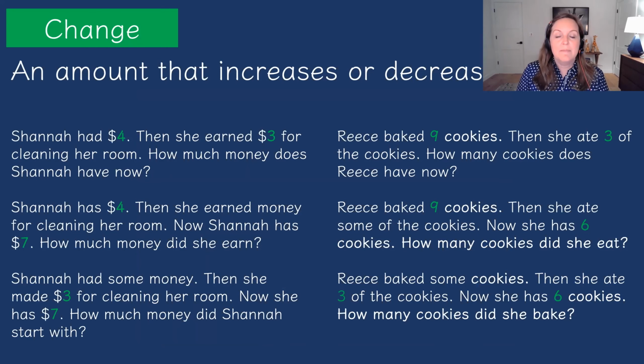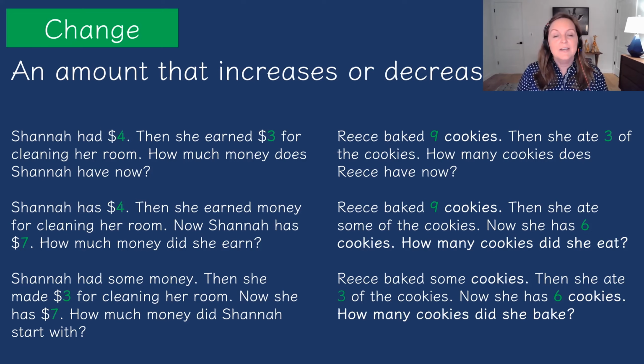The next schema we'll talk about is the change schema. In the change schema, we have an amount that increases or decreases. So on the left-hand side, you can see examples of change problems where we have an increase. So Shanna had $4, then she earned $3 for cleaning her room. How much money does Shanna have now? And you could read the next two stories and you can see that in the second story, the change is missing, and in the third story, the start amount is missing.